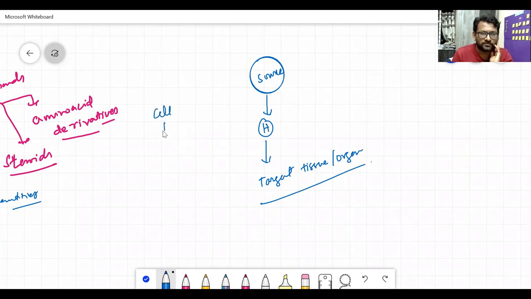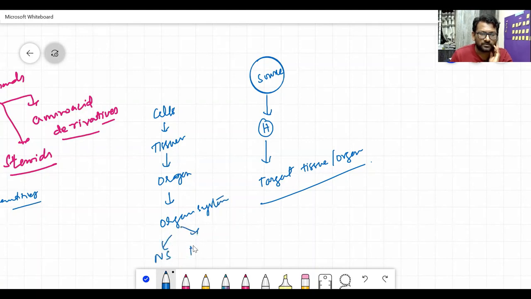Here try to understand one important aspect. A cell is the basic unit of life. Cells combine to form tissues of similar function. Similar tissues form an organ. Similar organs put together form an organ system. Here we are talking about the nervous system as well as the endocrine system. If, for example, A is a source and B is a target, then from the source the hormones are released into the bloodstream, travel down the bloodstream, and reach the target tissue or organ.